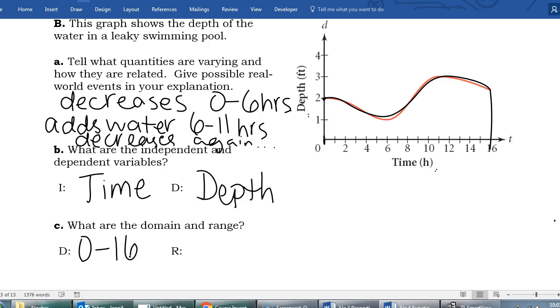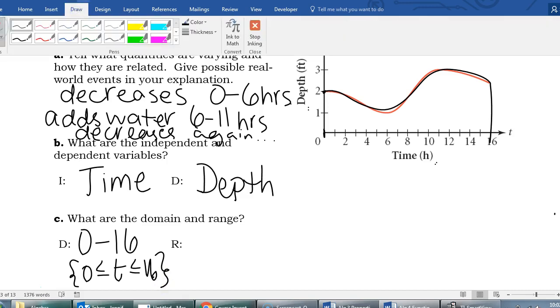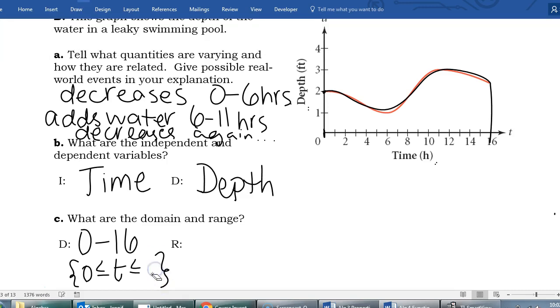If you've taken a different, more discrete math class, sometimes we represent this a little bit differently. We might use some curvy brackets and say 0 less than or equal to t less than or equal to 16 would be the more technical way to write this. But I'm not going to look at technical. I'm going to look at if you have the concept down. Basically, it goes from 0 to 16.